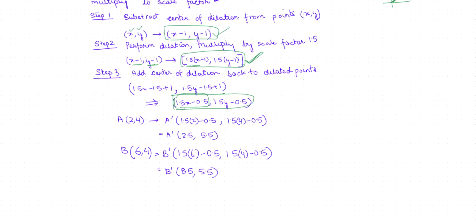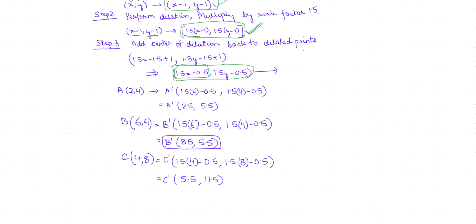So B is 6, 4, again using this formula which we developed, which will give us dilation by a factor of 1.5 when the center of dilation is 1, 1. We got this as B dash. Now try getting C dash. C dash we get as 5.5 and 11.5.